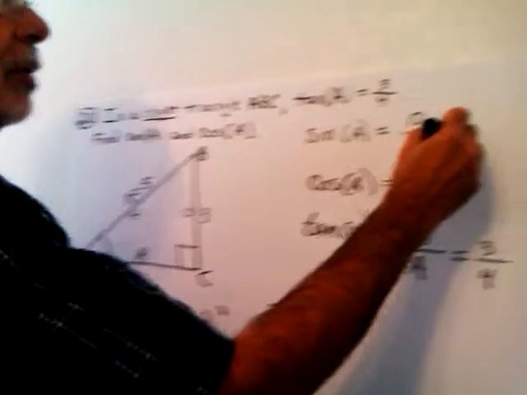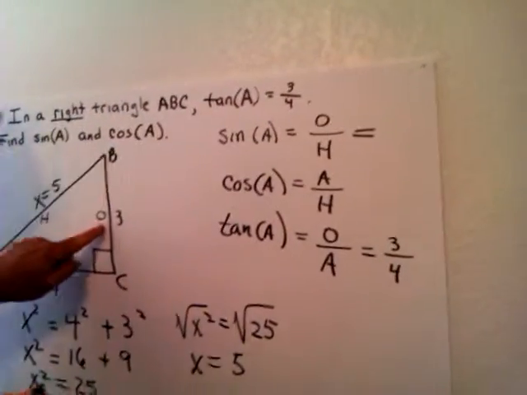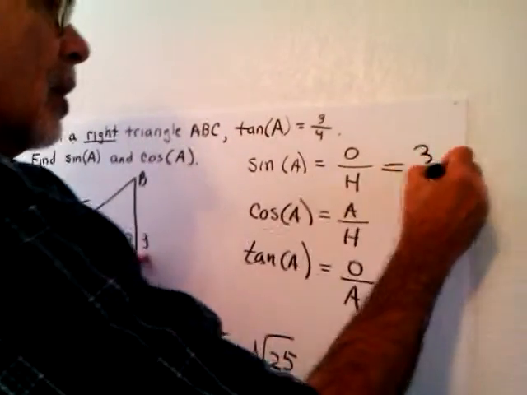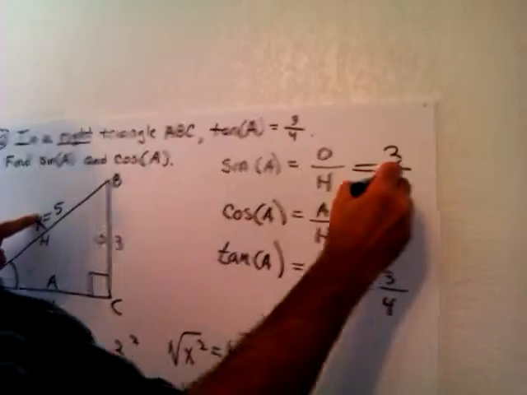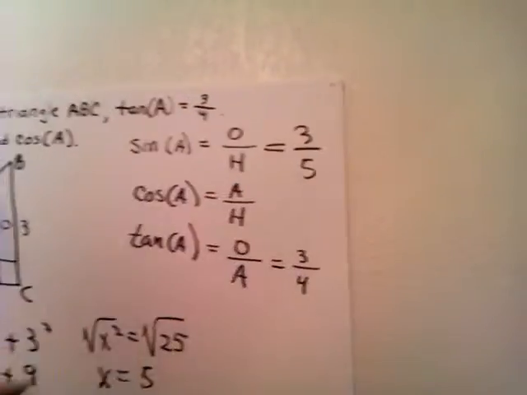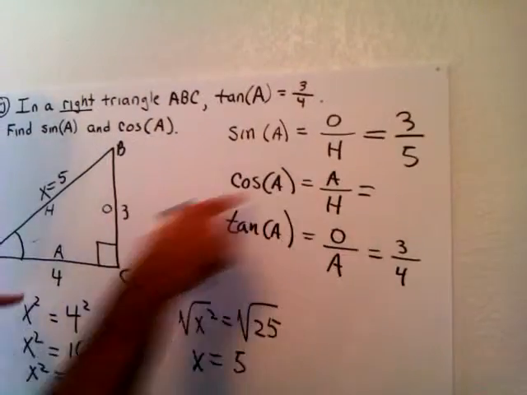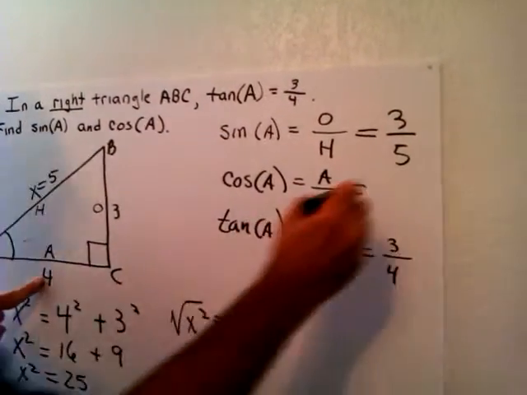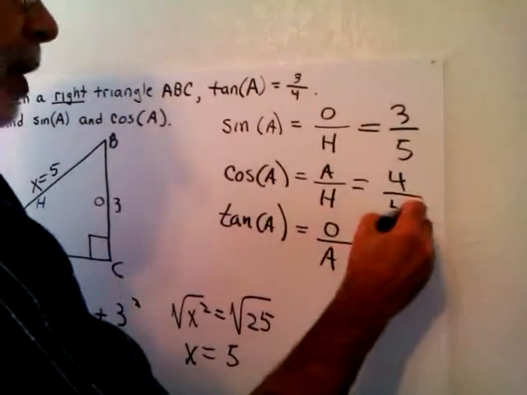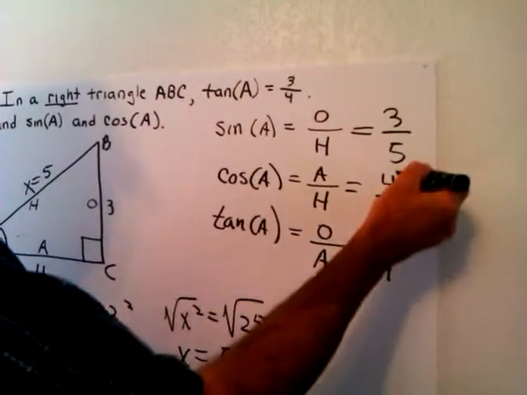Going back up here to these definitions, we can now fill in the missing figures. The length of the opposite side is 3. We now know the length of the hypotenuse is 5. Therefore, the sine of angle A would be 3/5. For the cosine, we need the length of the adjacent side, which is 4. And once again, the length of the hypotenuse is 5. And the cosine of angle A is 4/5.